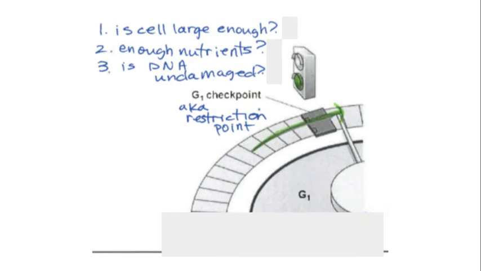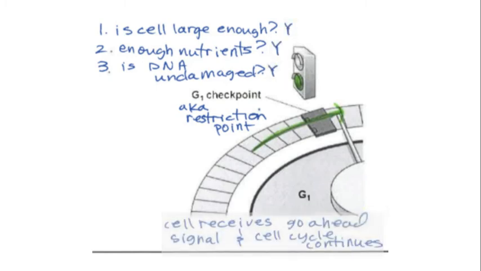In the G1 checkpoint, this is also known as the restriction checkpoint. Basically, the cell, and I'm using hyperbole here, the cell doesn't literally ask itself questions, but this is kind of what it's going to say. Is the cell large enough? Are there enough nutrients? Is the DNA undamaged? If we can answer yes to these three questions, then the cell receives what we call the go-ahead signal, and the cell cycle continues.